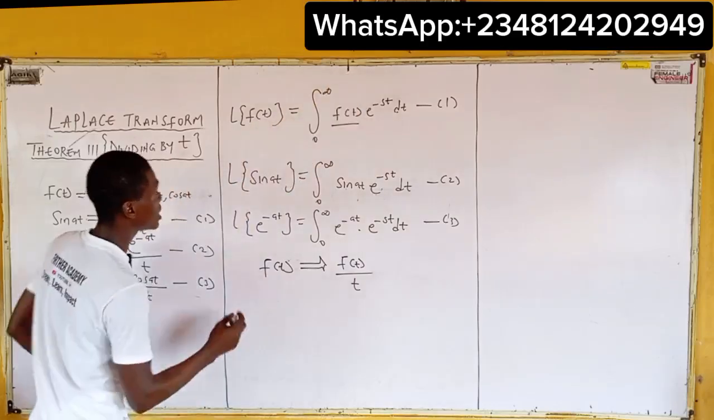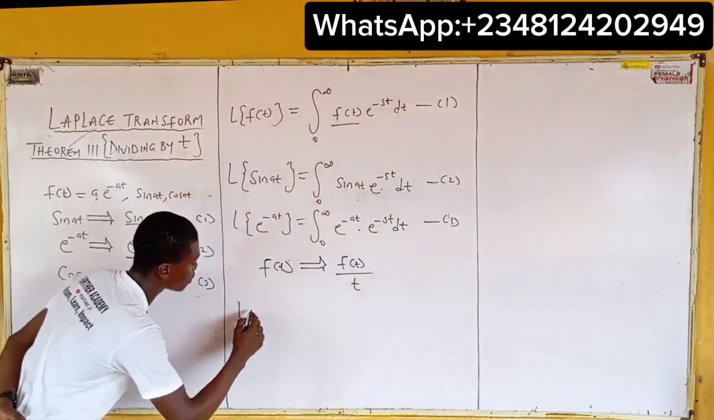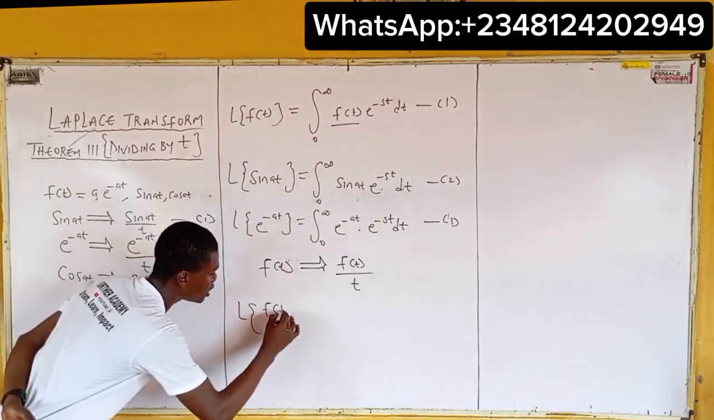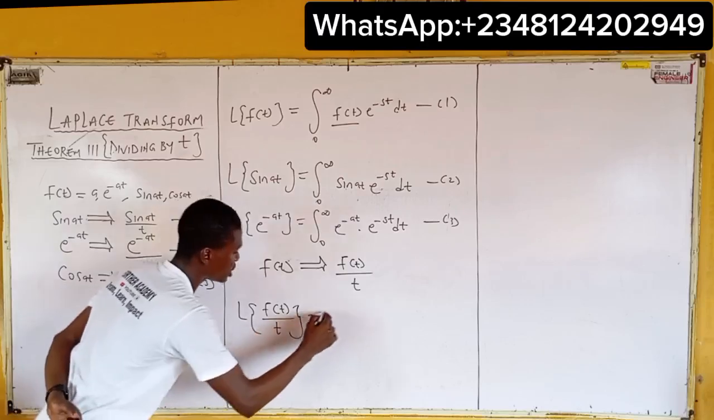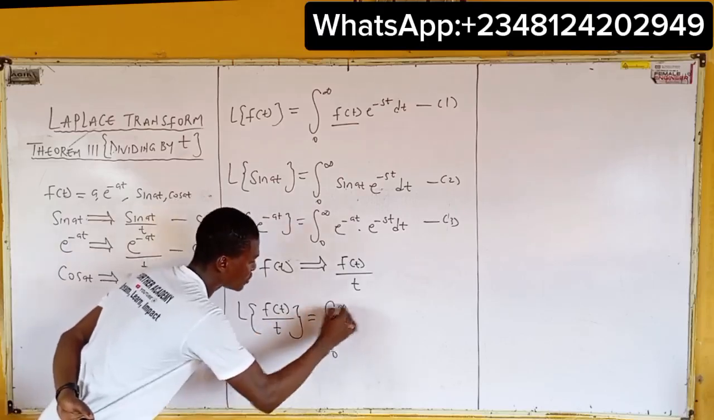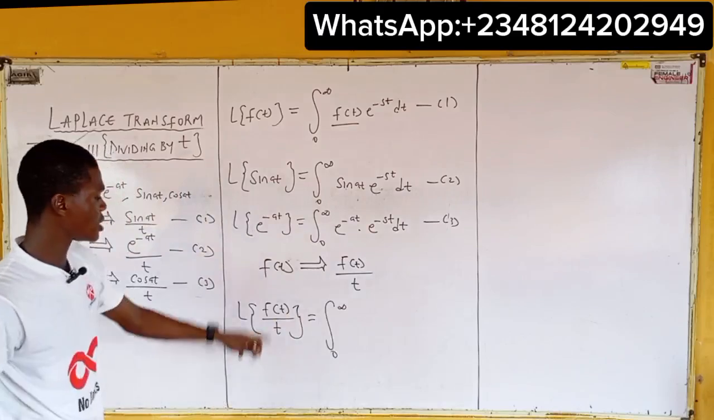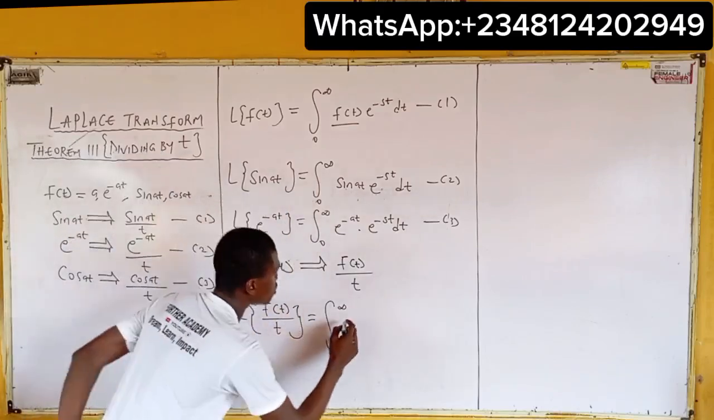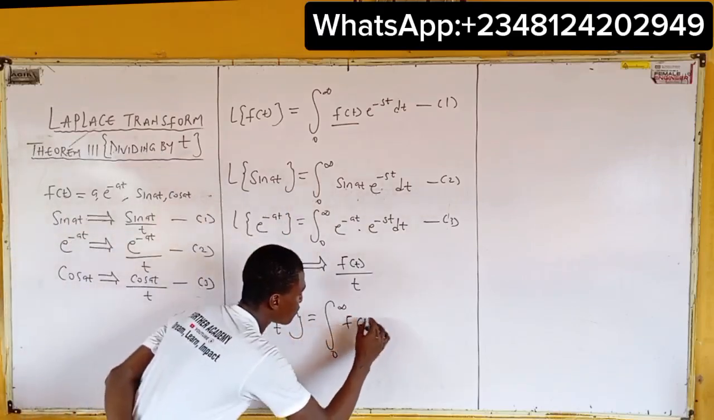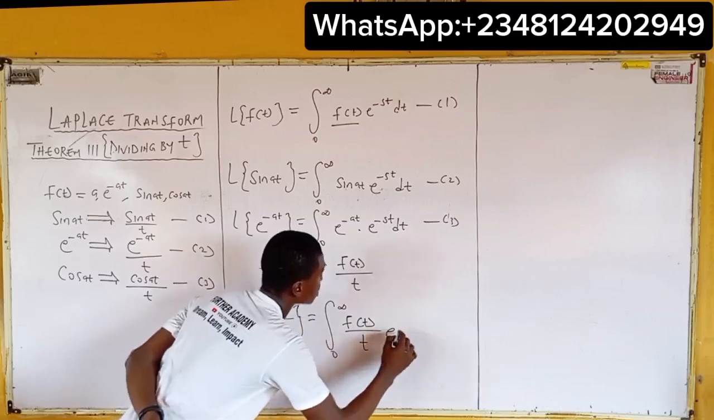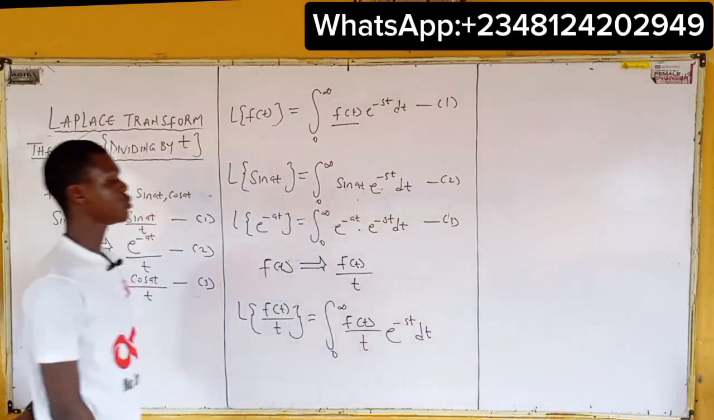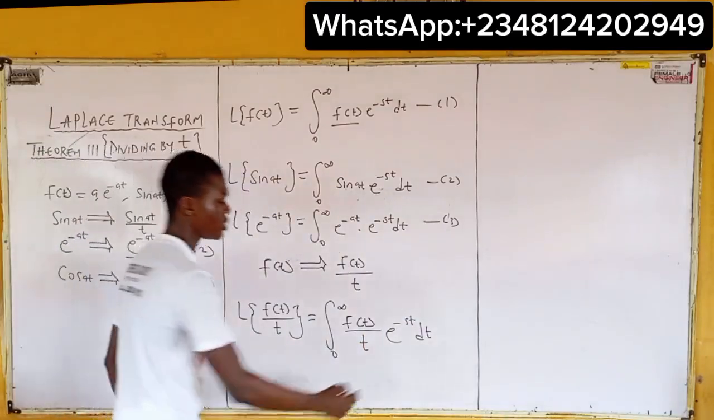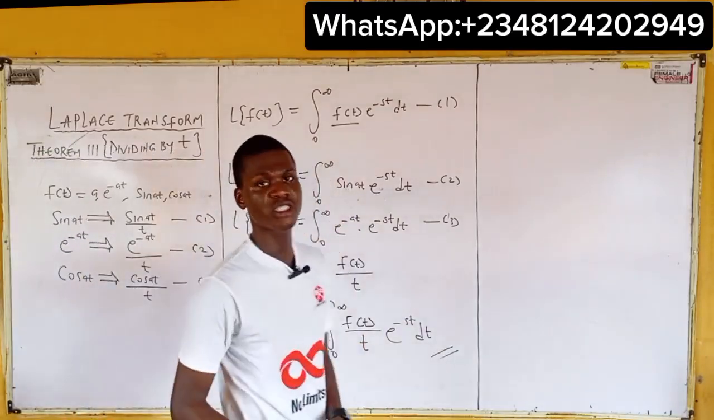So we are saying that the Laplace transform of f of t all divided by t is equal to the integral from 0 to infinity. In this case, what is the f of t? F of t over t. So substitute, you then have f of t over t, exponential negative st dt. So this is what this theorem is saying.